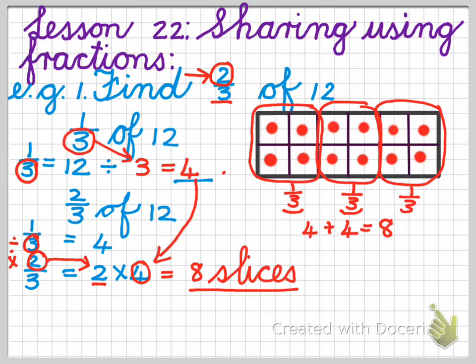I hope that you're going to enjoy doing that now in your lesson 22 on sharing using fractions. And there I've reminded you of the steps as well that you're going to follow. I hope that you have a lot of fun doing that. Enjoy.